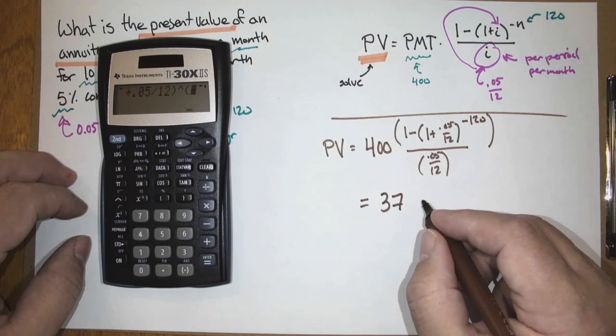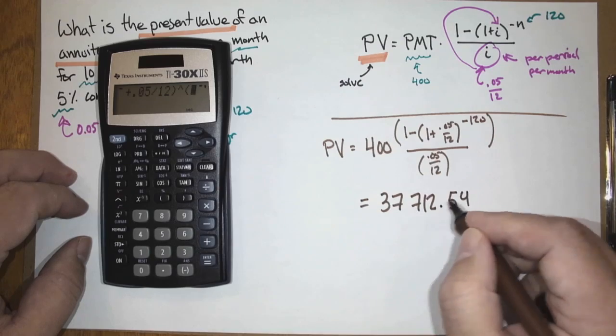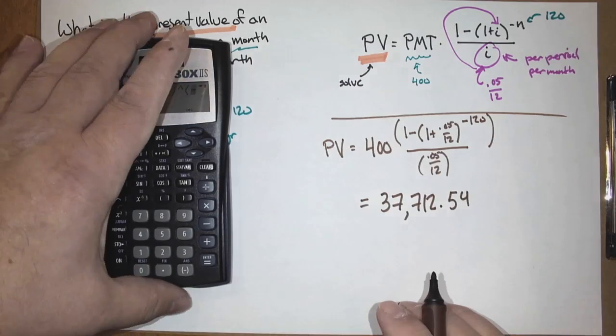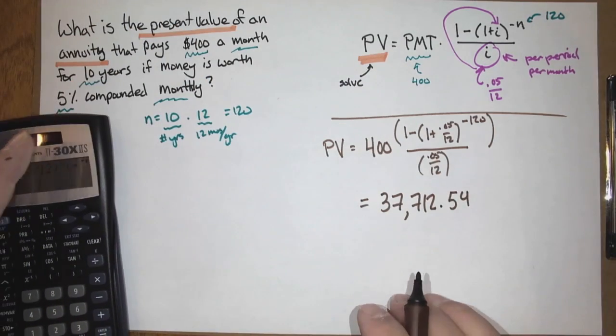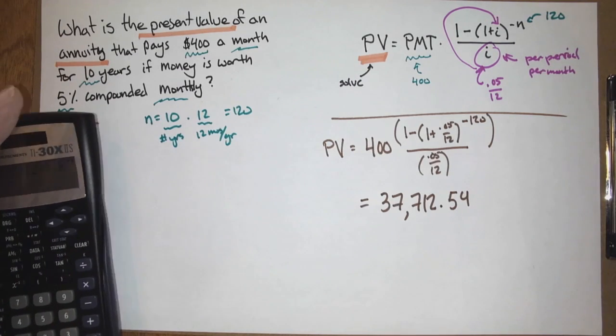37,000? 712.54. Okay. Well, let's reason whether or not it's right. So, does it seem like it could be right?